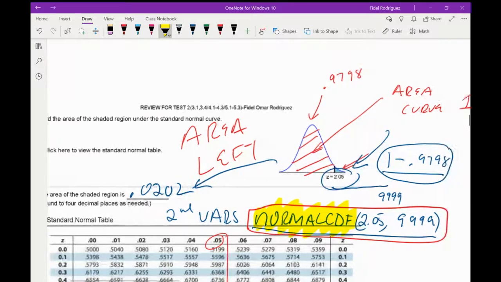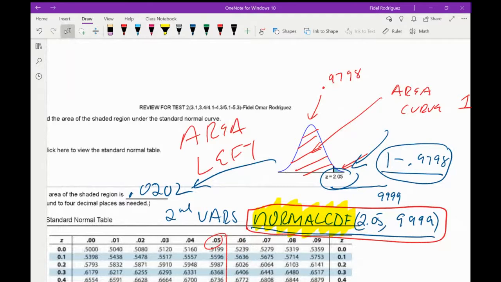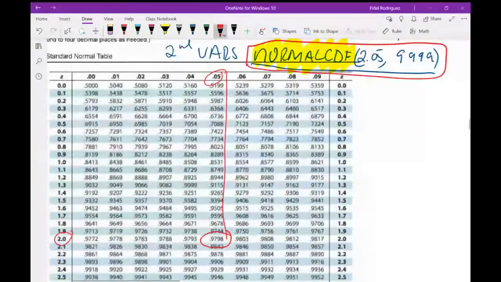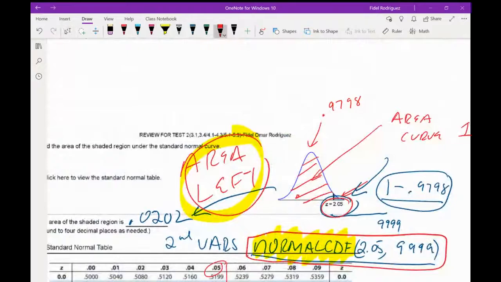For number 19, remember when I'm using my table, remember the area to the left. When I went to my table for 2.05, look at the number that I came up with. I came up with 0.98, right? So that was here, 97, 98. So if I wanted to find the area of the blue part, I'm going to have to subtract, and that's how we came up with the 0.0202. See, that's the stuff that's going to be on the test.